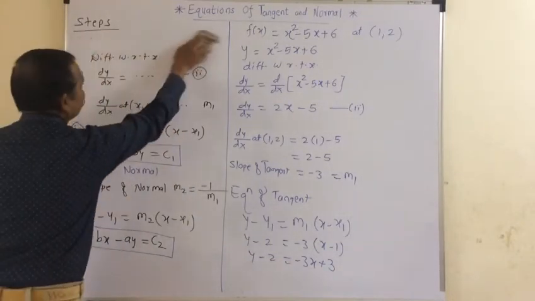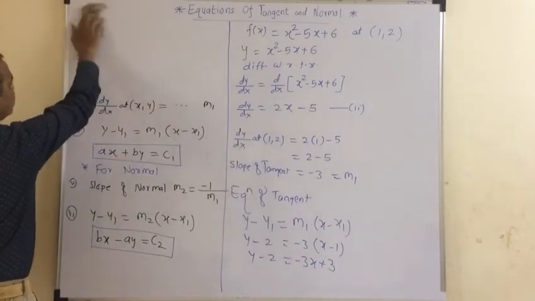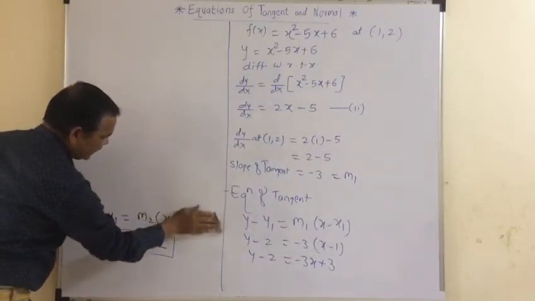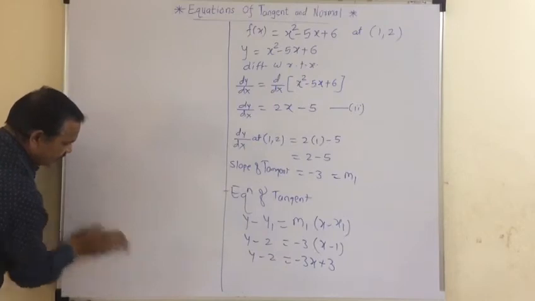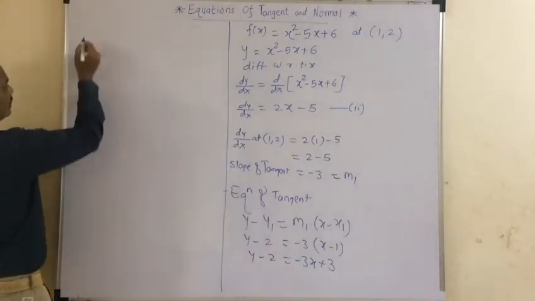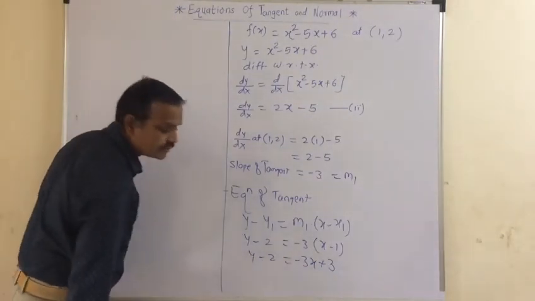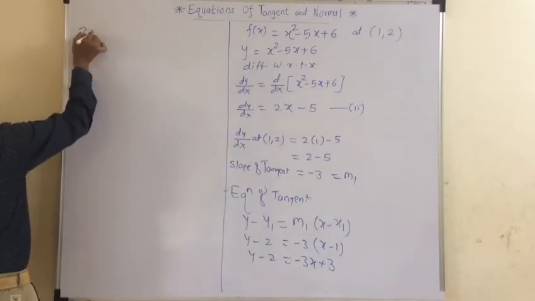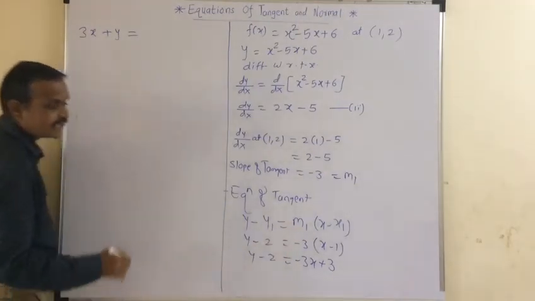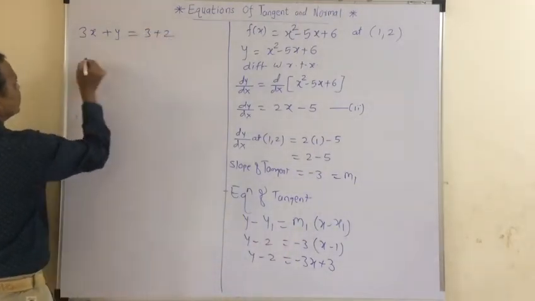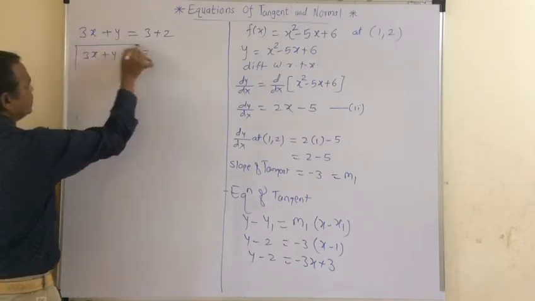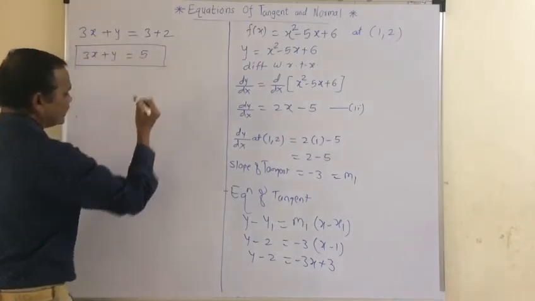So next step, equation becomes 3x plus y is equal to 3 plus 2. See, we transfer this negative 3x on left hand side, 3x plus y. Now this constant on right hand side, 3 plus 2. That means finally we get 3x plus y is equal to 5, and this is our equation of tangent.